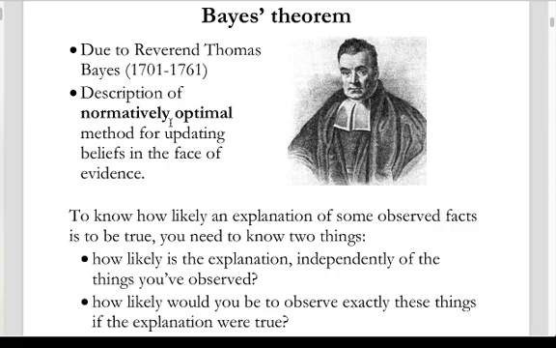And the basic idea here, in conceptual terms, is that to know how likely an explanation for some set of observed facts is, you need to know two things. How likely is that explanation independently of the things you've observed? And this is referred to as the prior probability. And how likely would you be to observe exactly the things that you have if the explanation were true?